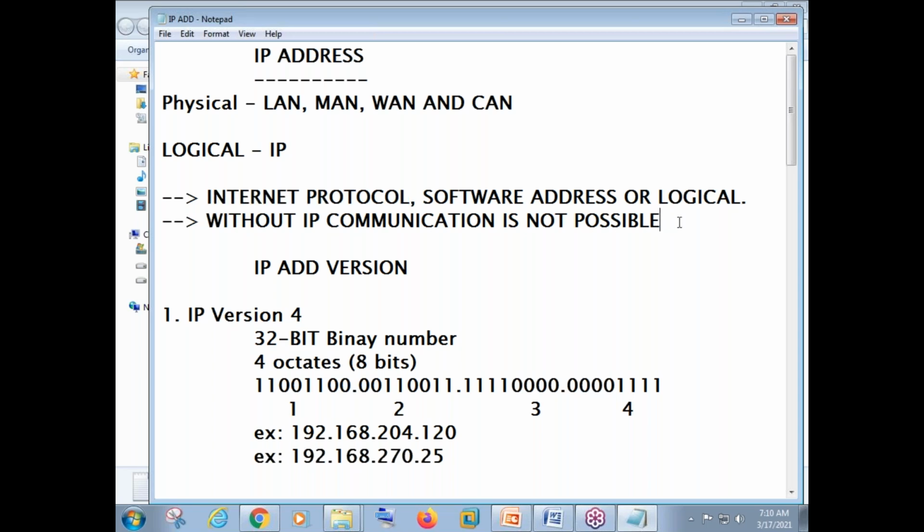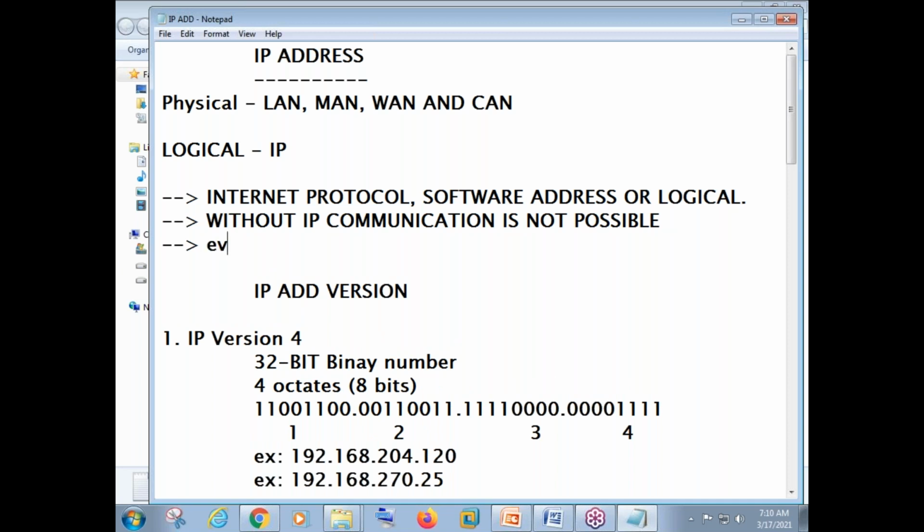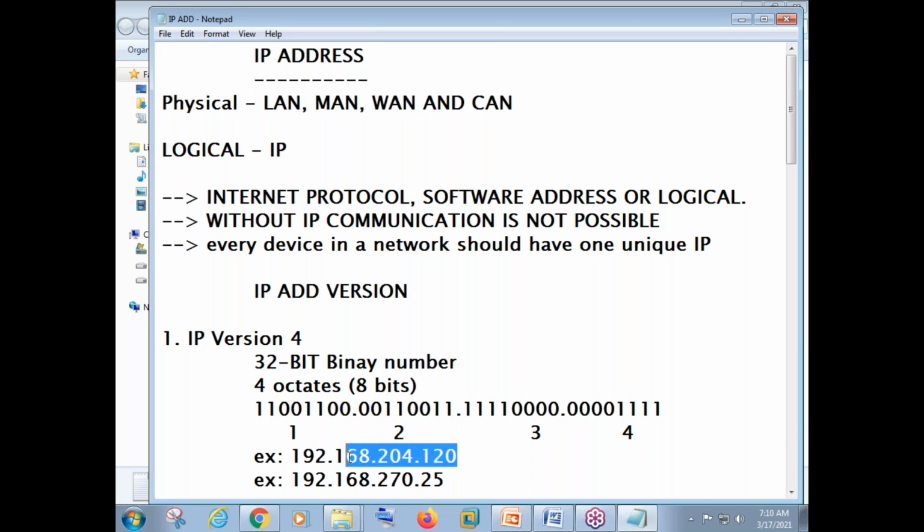One more thing I'll add here. Every device in a network should have one unique IP. Suppose if you use an IP address as 192.168.204.120 on a device, the same IP address we cannot repeat on any other device within our network. So IP addresses cannot be repeated. If there are 300 devices, 300 devices must have a different IP address.